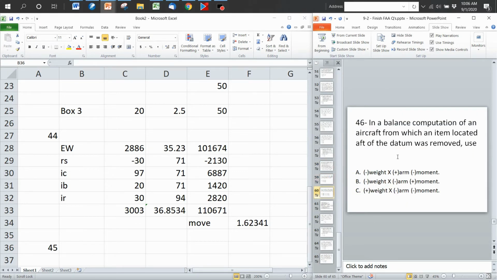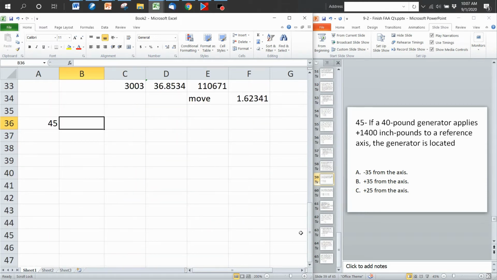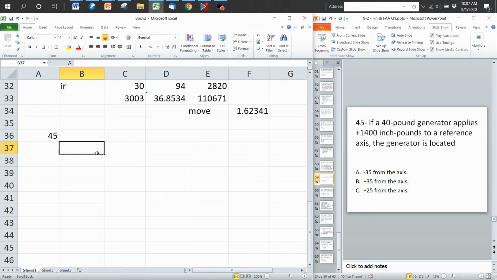On 45, oops, went one too far. On 45, I got to get myself some more cells to work with. Okay, I have a 40-pound generator. We're going to call it generator. Okay, it is 40 pounds, and it applies 1,400 inch-pounds to my axis, and an inch-pound is a moment. So this goes in the moment column, and that's all I have.